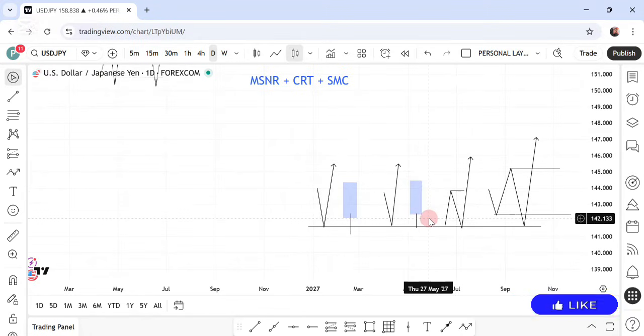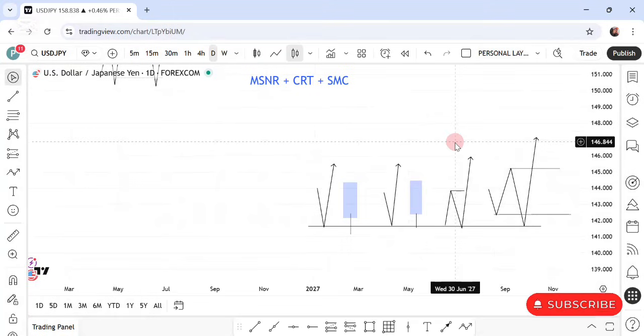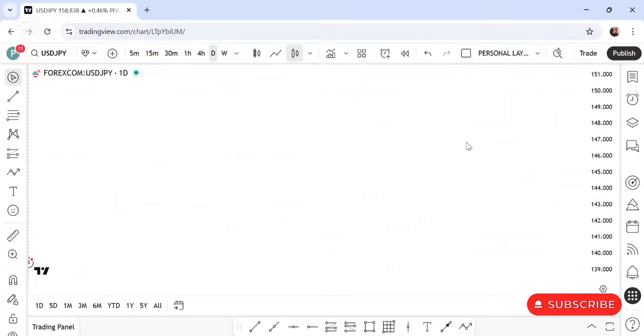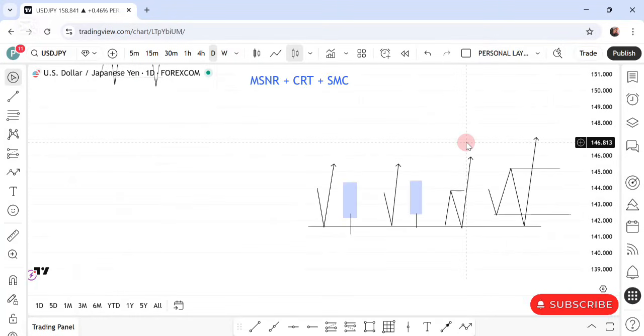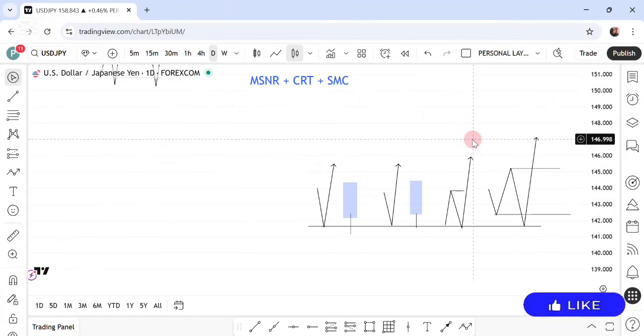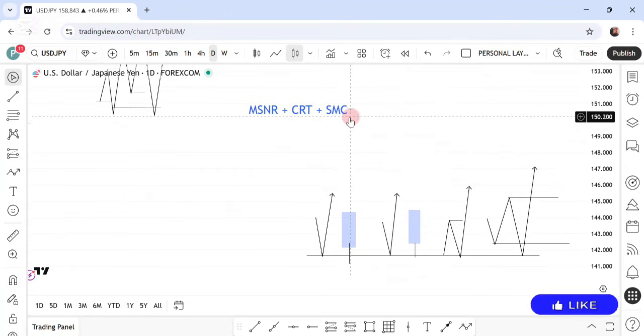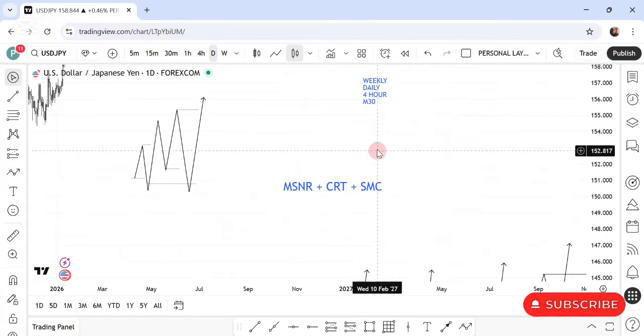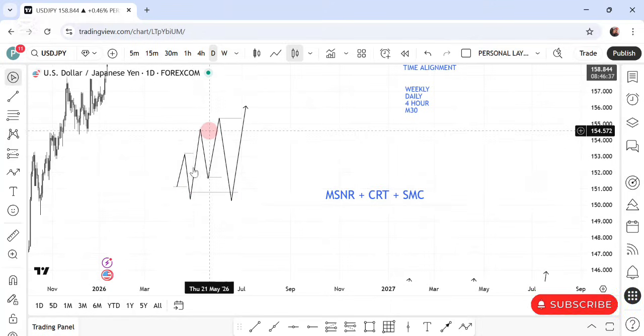If you're having a CRT, in fact, it helps me to validate what it just make building my bias very, very, very easier and very, very, very simple for me, right? So this SMC is basically for my entry. I use SMC for my entry. So this is my entry model.